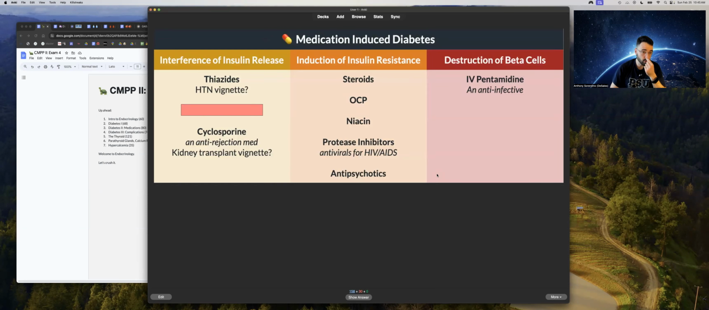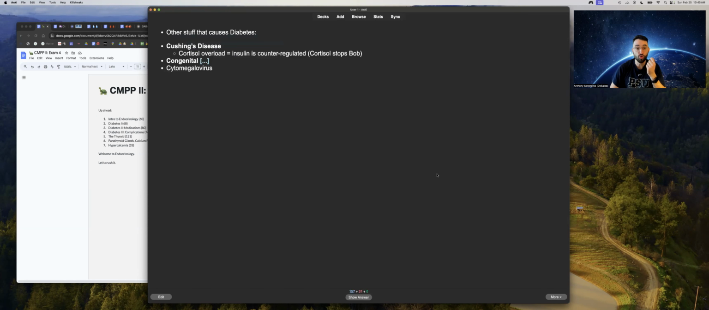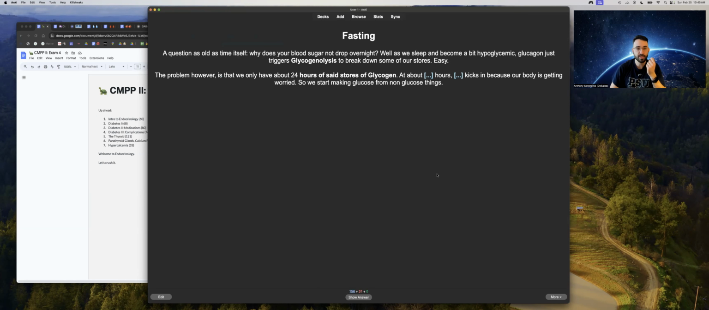Thiazide, cyclosporin. What's missing here for insulin release? I don't know. Phenytoin. Other causes: congenital rubella, fasting. At about blank hours, blank kicks in because our body's getting worried. 12 hours, gluconeogenesis kicks in.